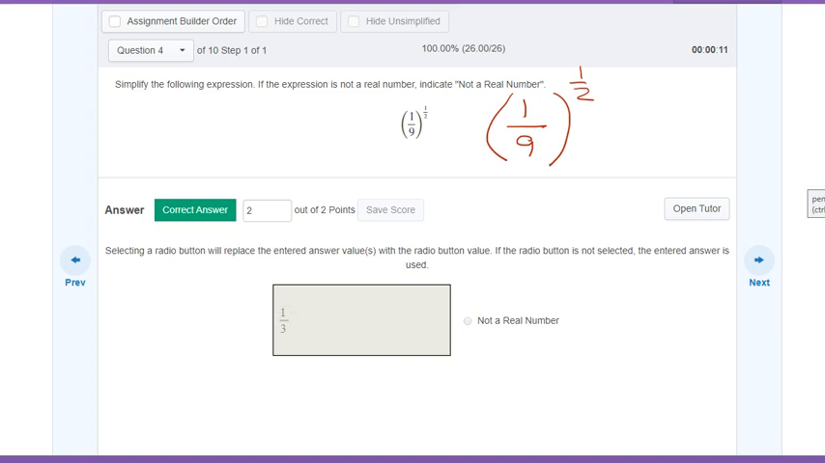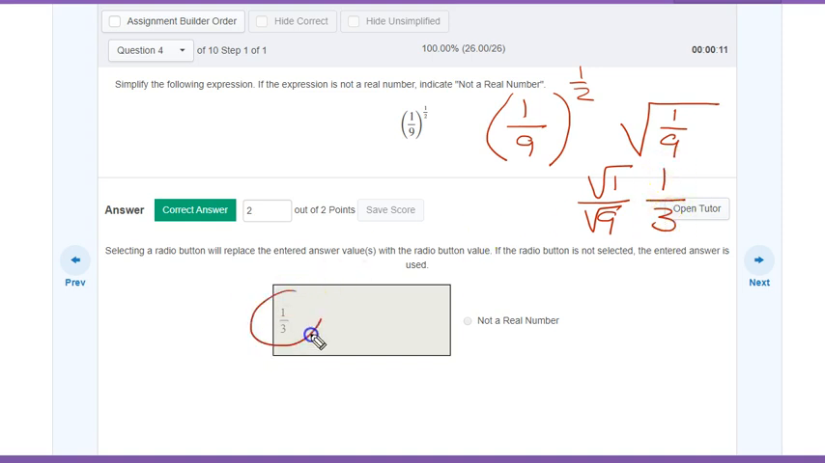Again, take a moment to write the example down. Now, this is a fractional exponent. We said the 1/2 power of anything is the square root of 1/9. And we could take that as the square root of 1 over the square root of 9. Square root of 1 is 1. Square root of 9 is 3. So our answer is 1/3.